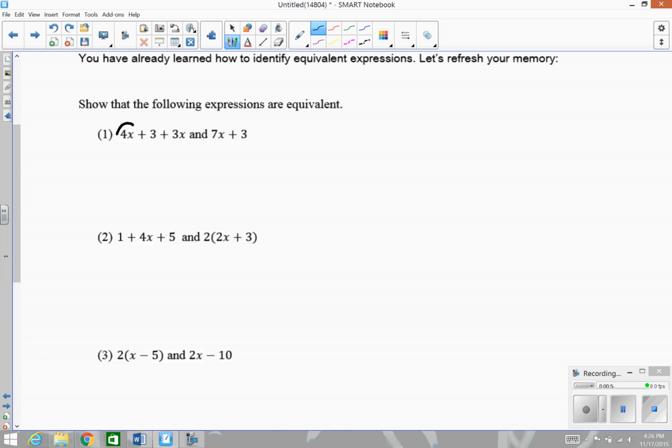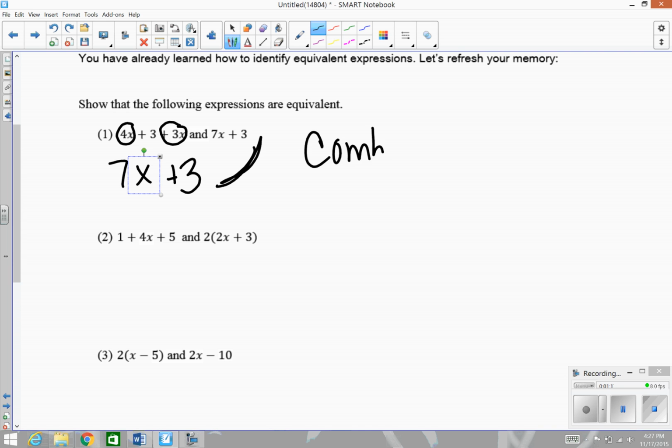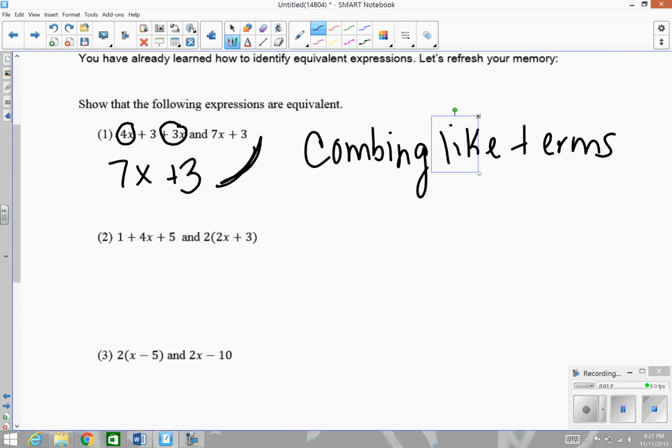If I look here, I'm noticing that I have two terms that have x's, which means I can combine them. 4x plus 3x is 7x, and copy down what's left. I get 7x plus 3, which is equivalent to this 7x plus 3. So we would say that by combining like terms, we've made equivalent equations, or expressions, excuse me.